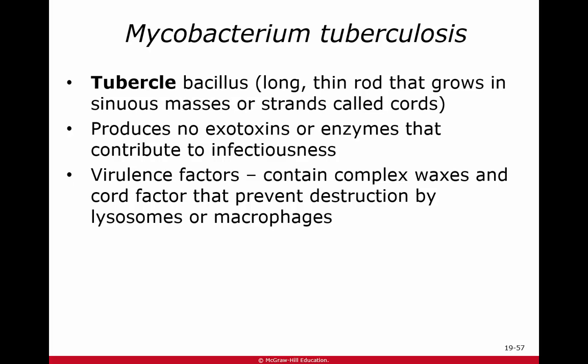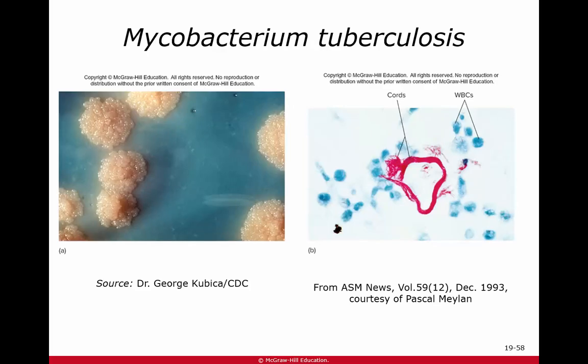Tubercle bacilli are long, thin rods that grow in sinuous masses or strands called cords. They don't produce exotoxins or enzymes that contribute to their infectiousness. Their virulence factors are, again, that wax, that mycolic acid that I mentioned earlier, and basically they're not destroyed by lysosomes or macrophages like other bacteria are. This shows you a picture of what it looks like growing on an agar plate, and to the right it shows you the cords that form from this bacterium.